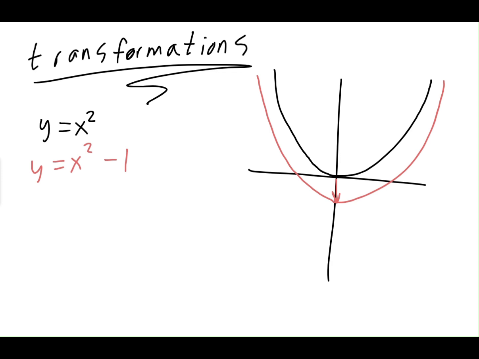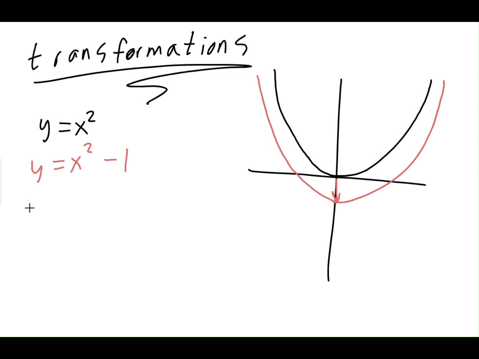Another thing we could do is we could shift left and right. Oh, before I go into that, I should point out this minus 1 moves it down, but a plus 1 would move it up. So like if I did a plus 1, it'd look like this. So you just move up and down however that ending thing is.